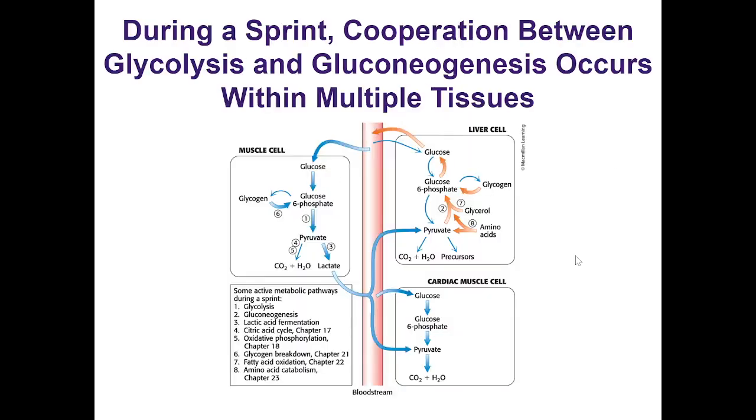Okay, so during a sprint, you're going to have a cooperation between your glycolysis and gluconeogenesis that will occur within your muscle tissues, but you're also going to, in the long run, have a cooperation that will occur through the Cori cycle and your liver. And so right here, we have the muscle cell. It's taking that glucose, going to glucose 6-phosphate. This is going to go to pyruvate. If we have the oxygen, we're going to go to CO2 and water, right? And that's going to provide us a tremendous amount of energy. But if we don't have the oxygen, we're going to have to go the anaerobic pathway. That means the lactate, okay?